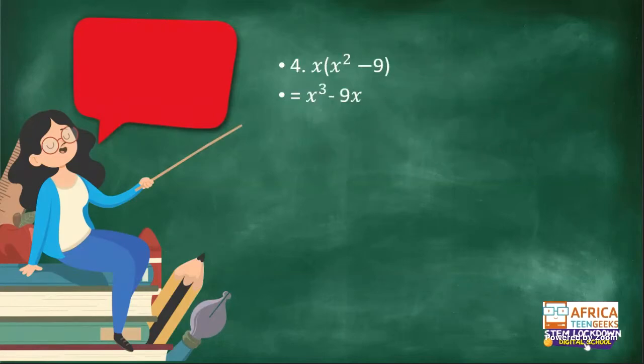The next one is here. Once again, you multiply x by x squared minus 9. X times x squared gives you x cubed. And then x times 9 will give you minus 9x.